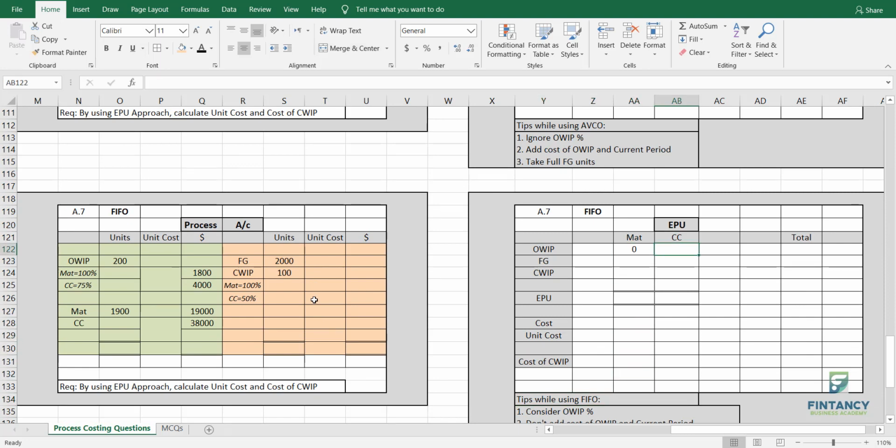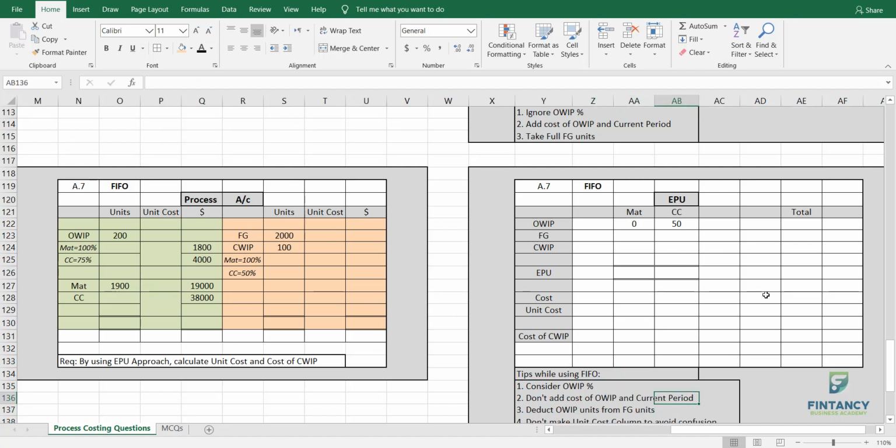What about CC? See, CC is 75% complete here, right? It means how much is remaining to be done in this month? 25%. So what you will do is, you will say 200 into 25%, which is 50. I hope it's clear with everyone. So this is the rule. Consider opening work in progress.